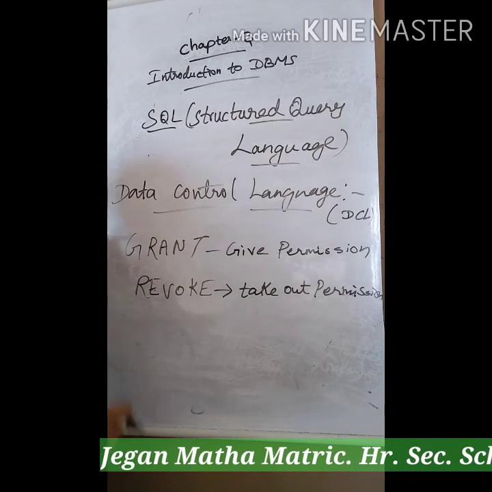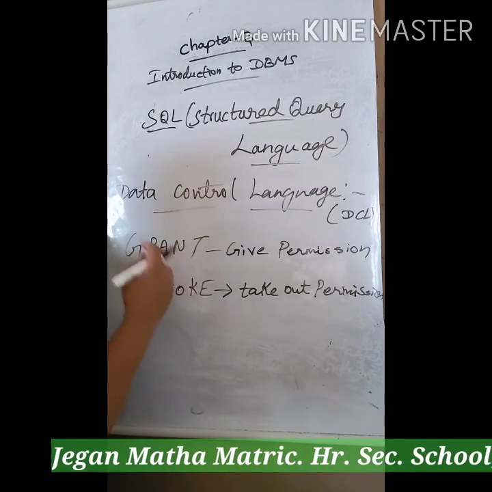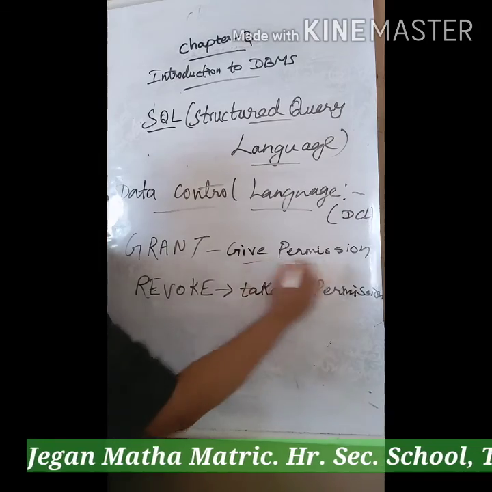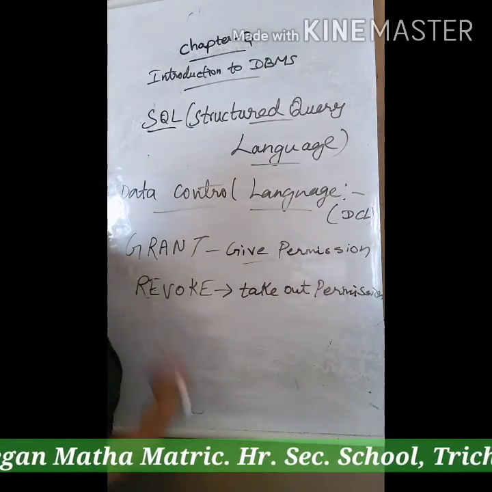So DCL, data control language, has two commands. One is grant, another one is revoke. Grant means it gives permission to process the database, and revoke means to take out the permission.